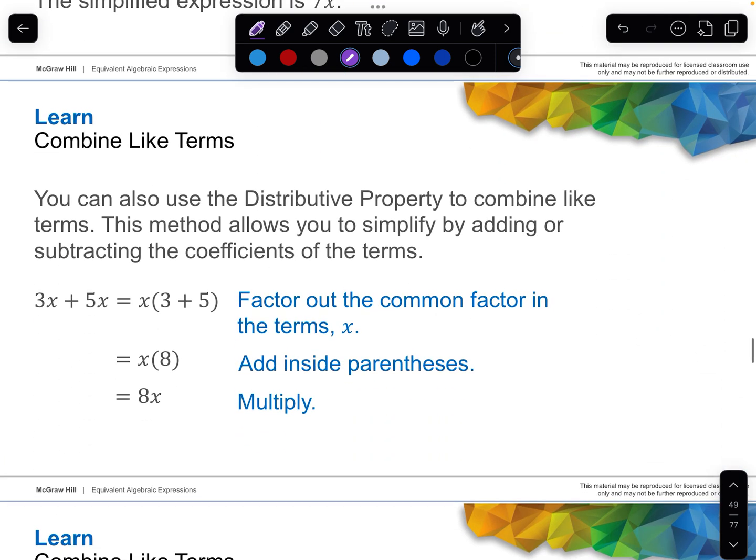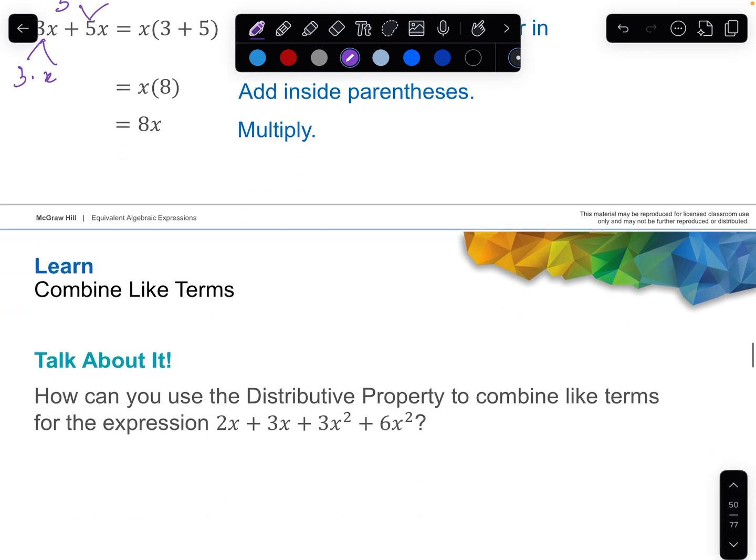Now we can also use the distributive property to combine like terms. So this allows us to simplify by adding or subtracting. So I have 3x plus 5x. Now you can see the factors of this are 3 and x. The factors of this are 5 and x. So if I take out the common factor x, I'm left with 3 plus 5, which is x times 8, which is nothing but 8x.